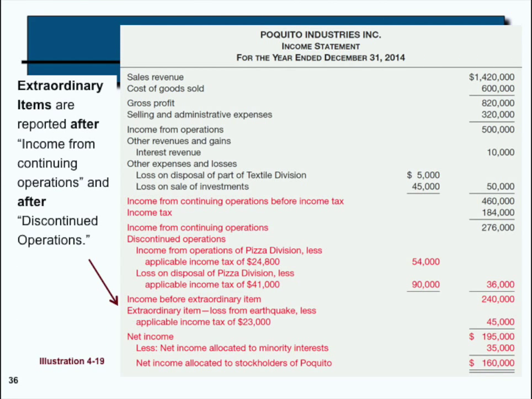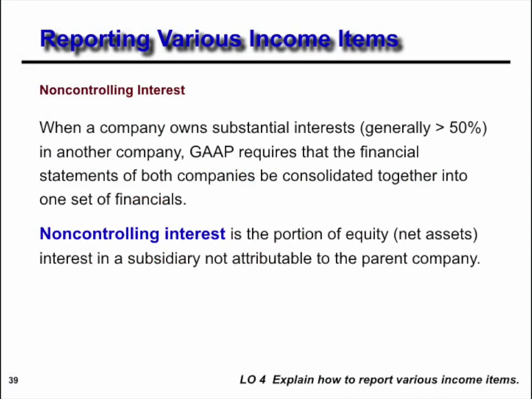Now here you see the income statement and you see where the extraordinary items are reported. If you go in the red section, the first line item is income from continued operations before income taxes. Under that is the discontinued operations. Then comes the income before extraordinary item, and then you see the extraordinary items, the loss from earthquake, and after that is the net income.